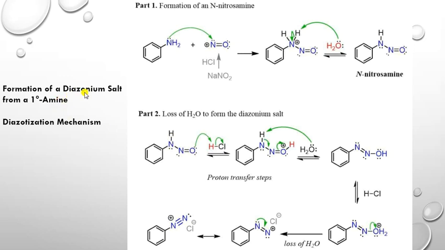So the formation of diazonium salt from primary aromatic amines, this mechanism is called diazotization, formation of diazonium salt. The first part is the attack of the lone pair of the nitrogen on the aniline on the electrophile produced from nitrous acid decomposition, to give the N-nitrosoamine.